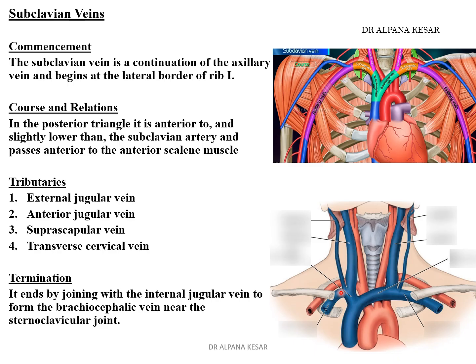Termination of the subclavian vein. The subclavian vein is joined by the internal jugular vein on the right side to form the right brachiocephalic vein, and on the left side also the internal jugular vein joins the subclavian vein to form the left brachiocephalic vein. The right brachiocephalic vein and the left brachiocephalic vein join each other to form the superior vena cava.